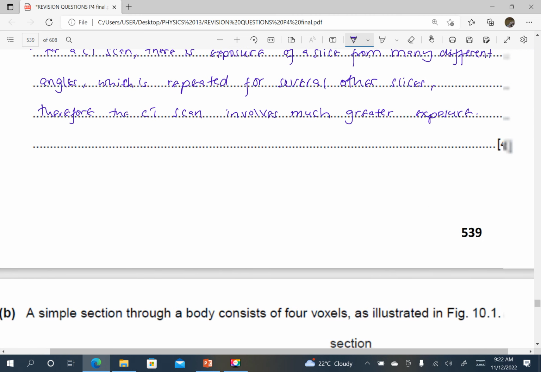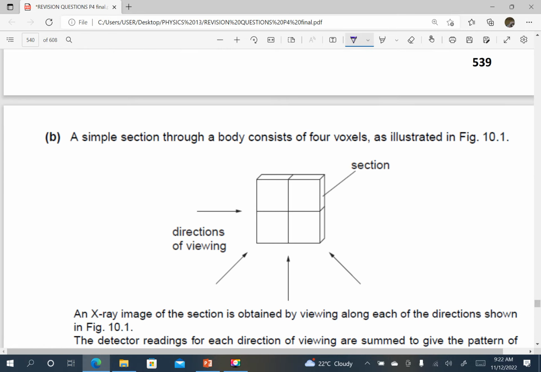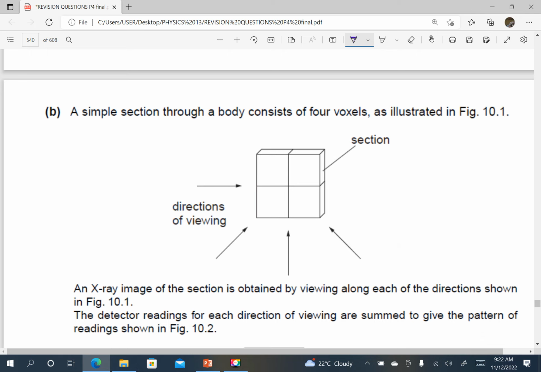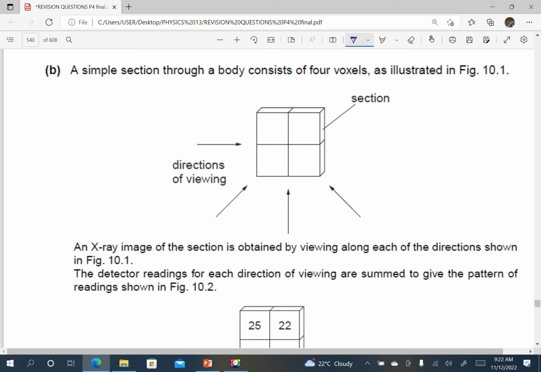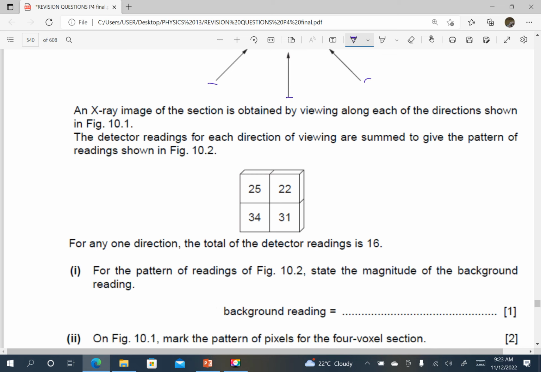Okay, next. A simple section through a body consists of 4 voxels. Those are volume elements, as illustrated here. An X-ray image of the section is obtained by viewing along each of the directions as shown in figure 10.1. Okay, we can see the views. The detector readings for each direction of view are summed up to give the pattern of the readings as shown here. For any one direction, the total of the detector readings is 16.